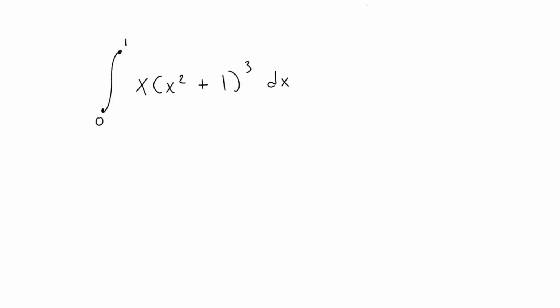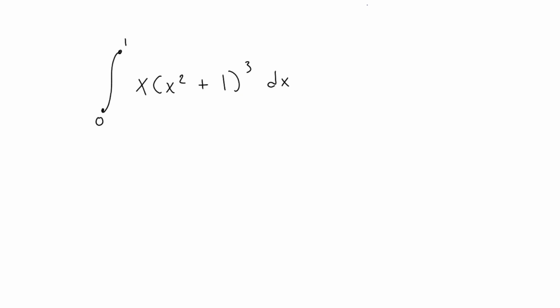Okay, so here we have a definite integral, and this is a case where we're going to be doing u substitution on a definite integral, and we will have to change the bounds in this case to solve it. So let's do this. The first thing I'm going to do is figure out a u. A good u in this case would be x squared plus 1, right?